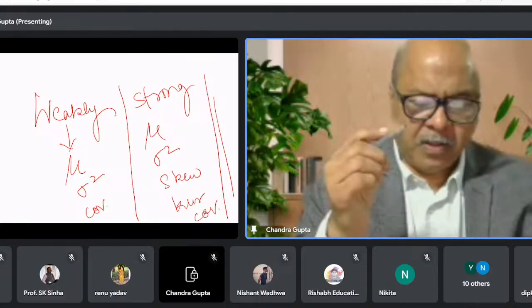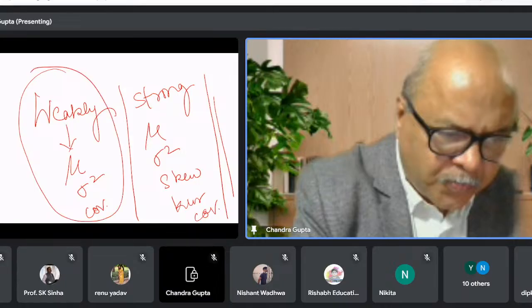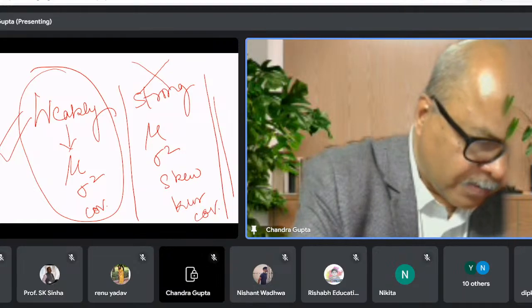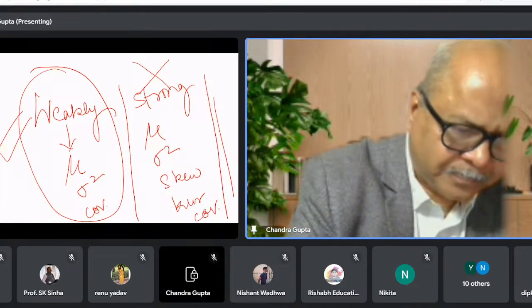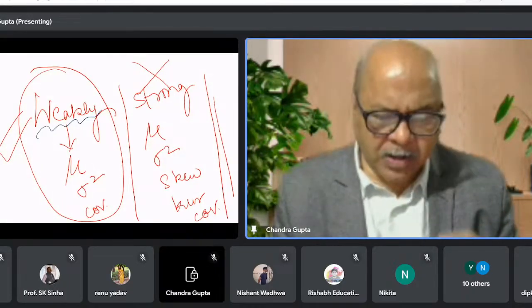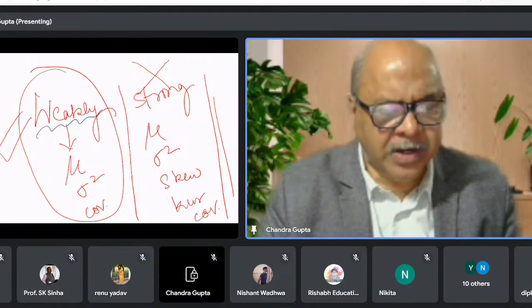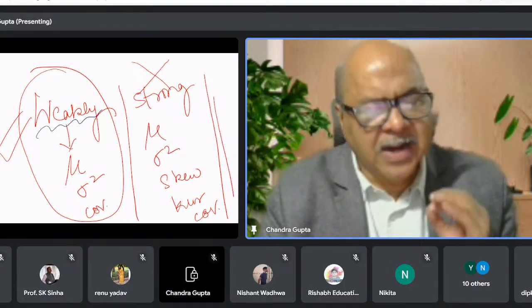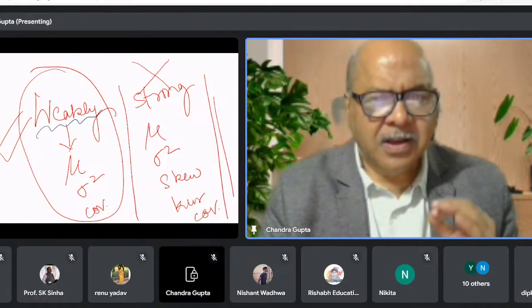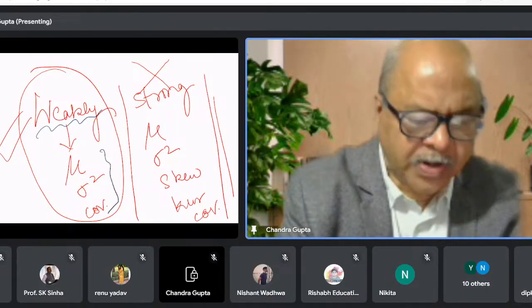So in economics and finance, we work with weakly stationary series. We never work with strong stationarity. Always weak. So friends, if somebody is talking about stationarity in the context of finance and economics, please understand he is talking about weak stationarity. That stationarity where the mean is constant, variance is constant, covariance is constant.